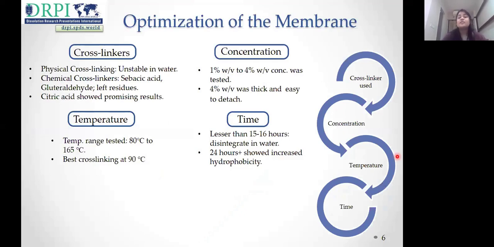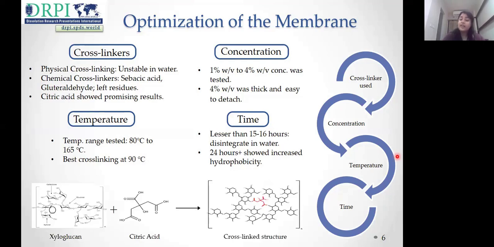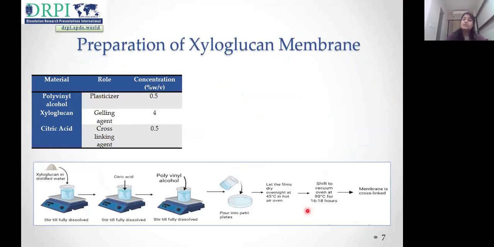So, first is the optimization of the membrane. Multiple factors were considered, such as the crosslinkers to be used, concentration, temperature, and time. After using multiple crosslinkers, physical and chemical, and checking different concentrations, time ranges, and temperature ranges, finally citric acid was chosen. And as you can see here, citric acid along with xyloglucan can form this crosslinked structure. So these are the optimized parameters.